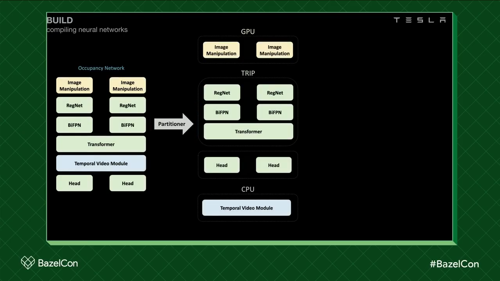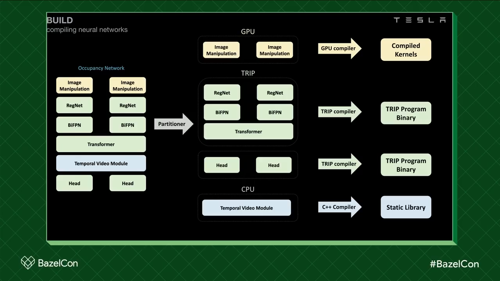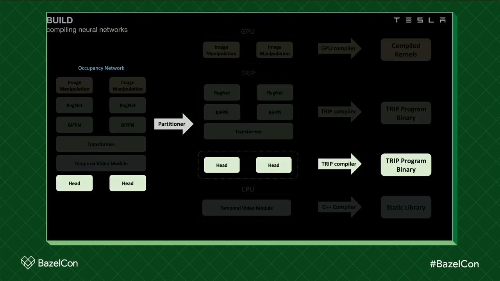So after splitting the model into subgraphs, each subgraph is compiled using the right compiler. When making changes to a neural net, the main workflow is to update the end nodes, which are shown as the two head nodes on the left. If we change the two head nodes, the head subgraph in the middle will have to be recompiled, but the other subgraphs will all be cache hits. This allows us to iterate very quickly on neural net changes.